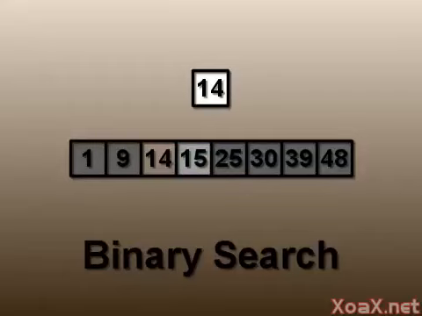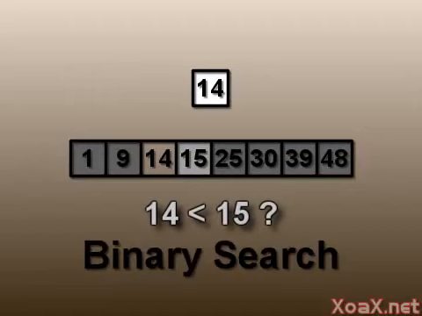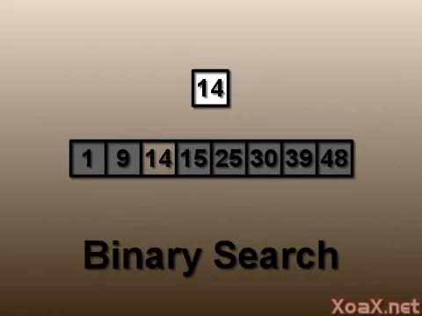Our middle is always the larger of the two for an even set. Here, we test whether the target is less than 15. Since it is, we can eliminate that element. With only one element left, we test whether it is equal to the target and see that we have found our element.